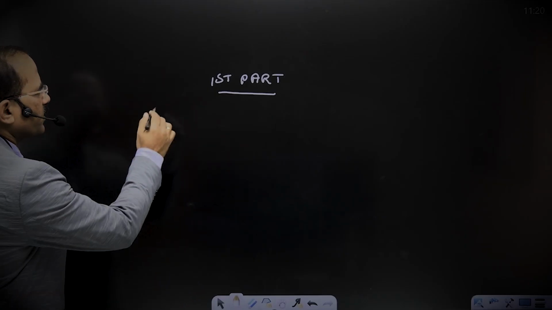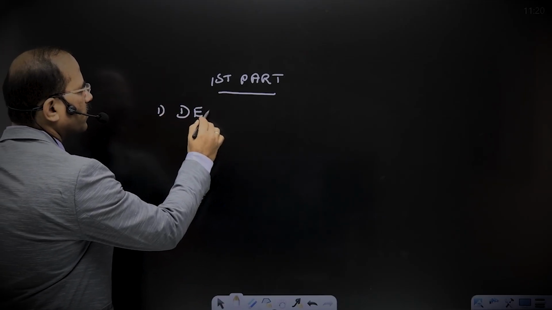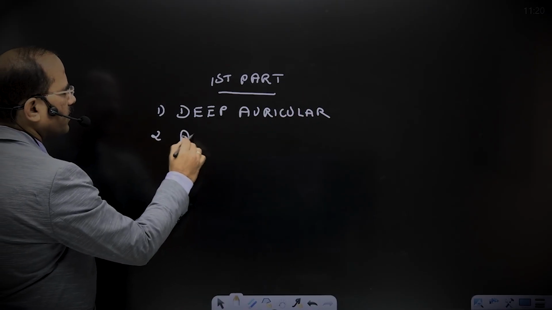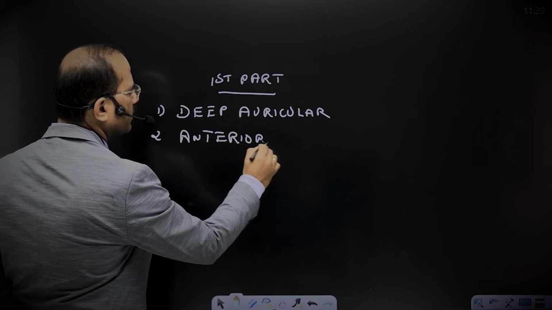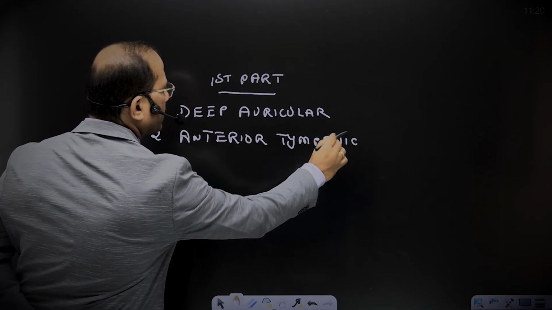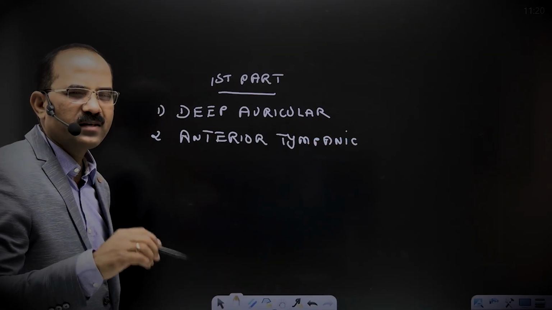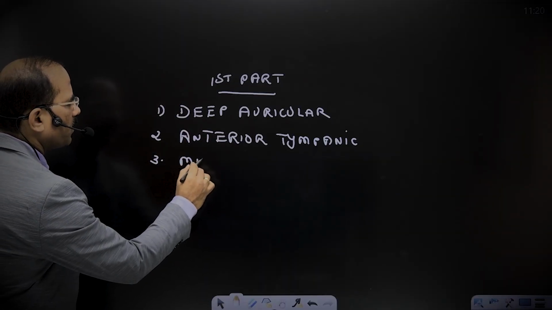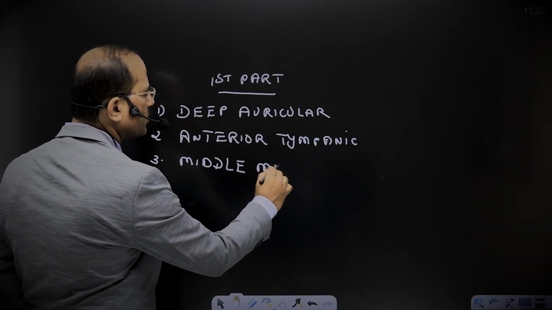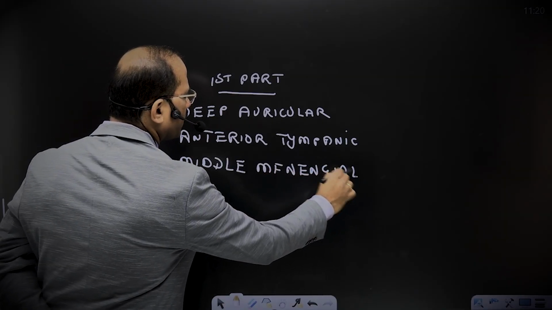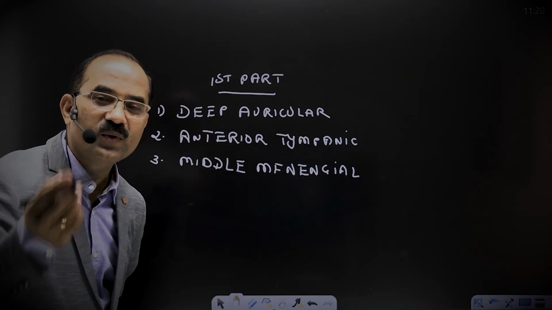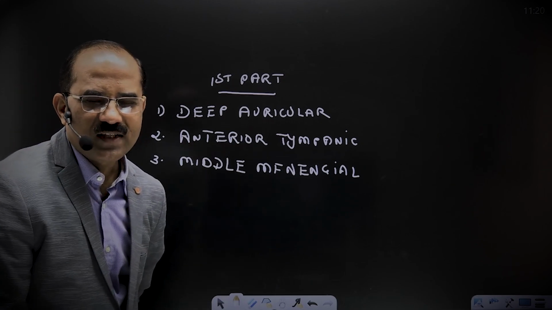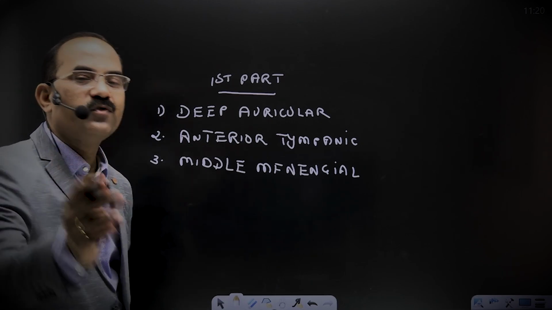Now, the first part gives, number one, deep auricular artery, and anterior tympanic. So these are two new branches for us, which enter the ear. Now the rest are known to us. Middle meningeal artery. You know this, it enters the skull through foramen spinosum. We'll see this in the interior of skull.